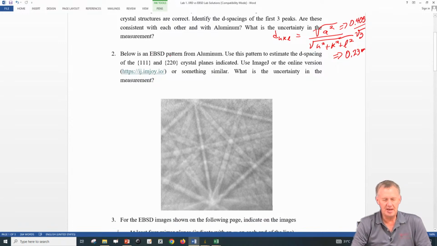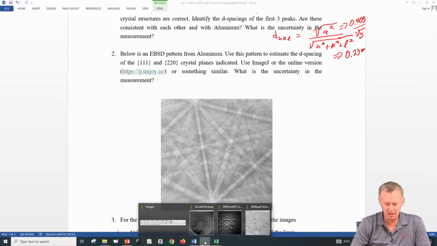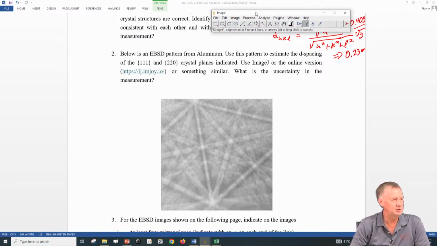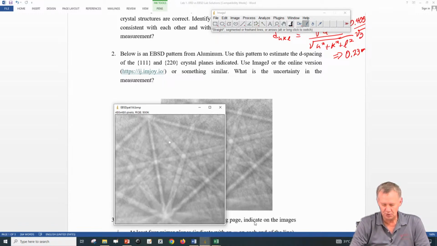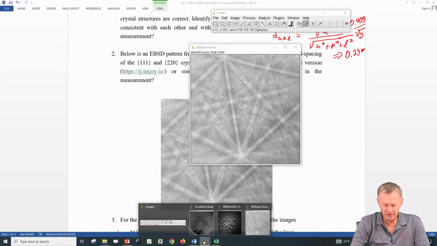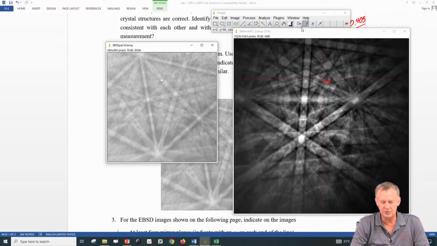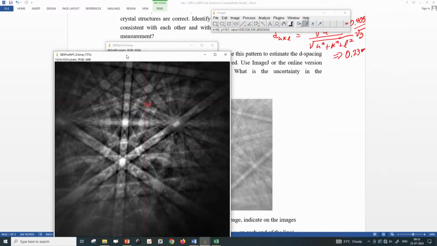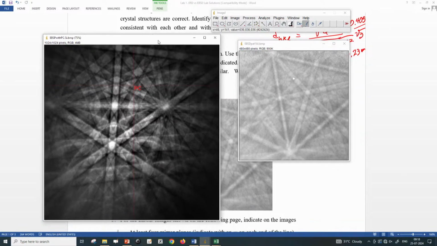Now we're saying, okay, we have an aluminum pattern, and we're going to estimate the d-spacing. That's going to take a little bit more work. So you're going to have to help me out here. I've opened ImageJ. I don't know if you guys use ImageJ. It's a free download, right? So I pulled open ImageJ, I pulled open the aluminum pattern. This is a 480 by 480 pattern. I do have another pattern that's bigger, a 1024 by 1024 pattern. We could get a little bit better resolution if we showed all the pixels instead of binning it down a little bit. But the aluminum pattern I had was 480 by 480. So we're going to play with that.